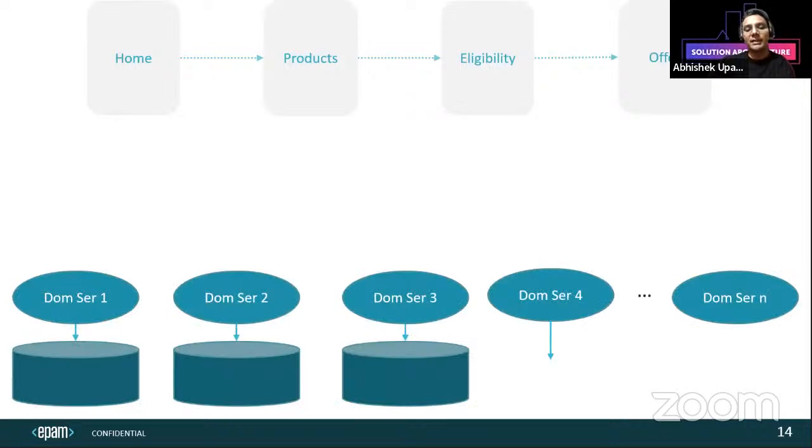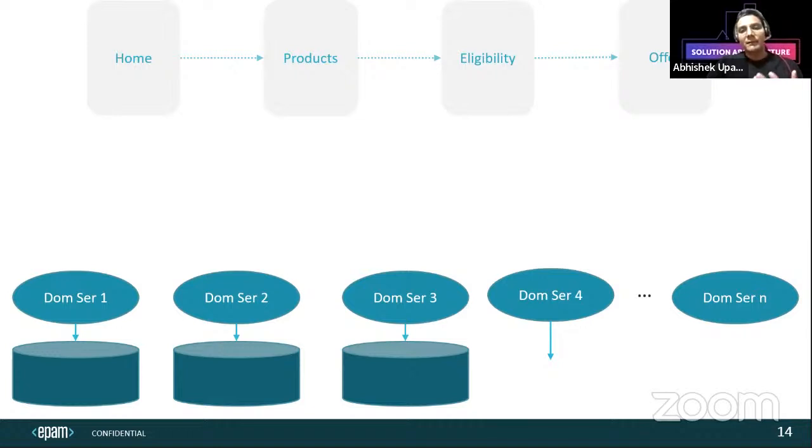In this way, we can have multiple domain services, like a customer domain service, and the customer domain service handles many things related to the customer. Similarly, a transactions domain service and a products domain service. So this is how we can build the service layer.